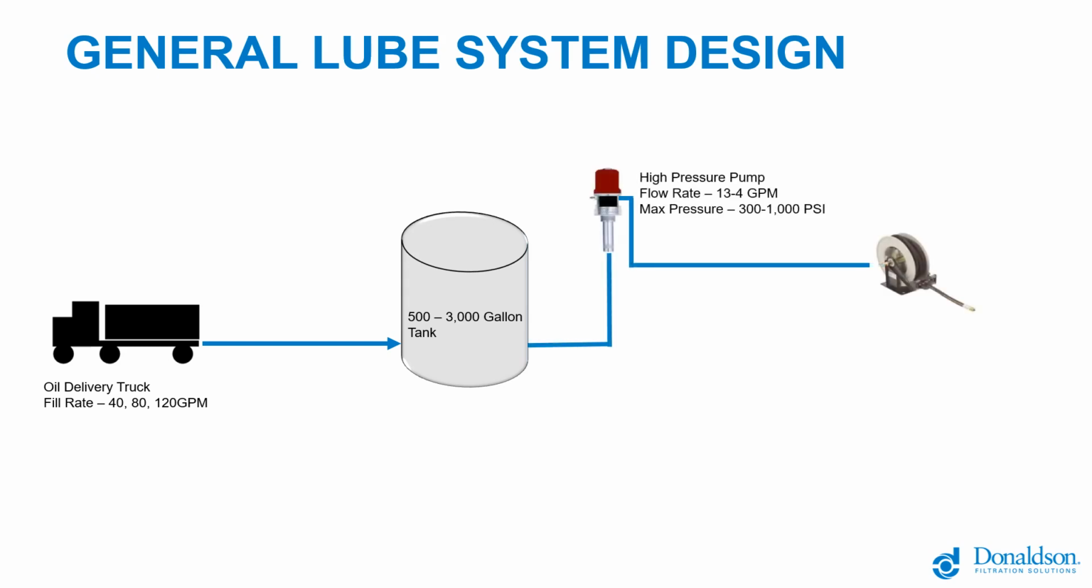And you'll have a high pressure stick pump, as they're sort of loosely referred to, a high pressure pump that pumps out to the hose reel at a much lower flow rate but at very high pressure. You can see pressures of 300 to 1,000 psi are typical for those types of dispensers.